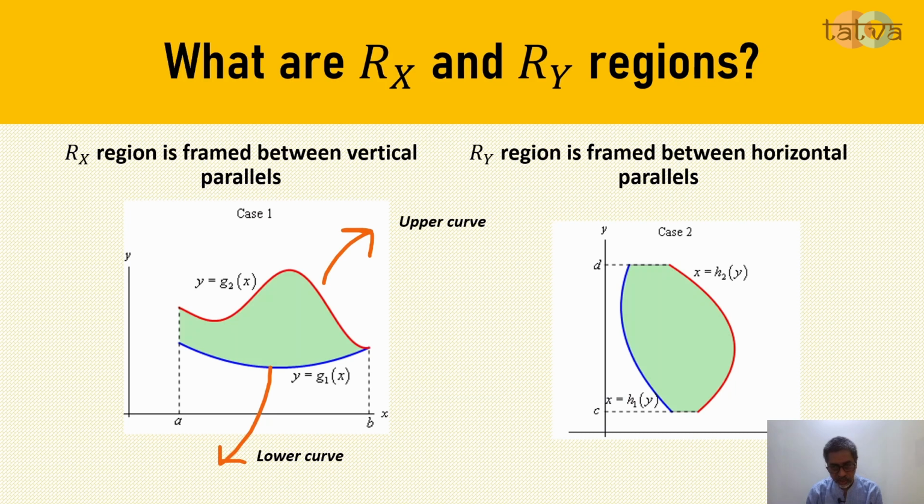So a region is said to be Ry where it is bounded by two curves, a left curve and a right curve, and two horizontal lines, with the property that the left and right curves do not intersect between the horizontal parallels. That is what I mean. You observe that the left curve and the right curve do not intersect each other between the horizontal parallels.